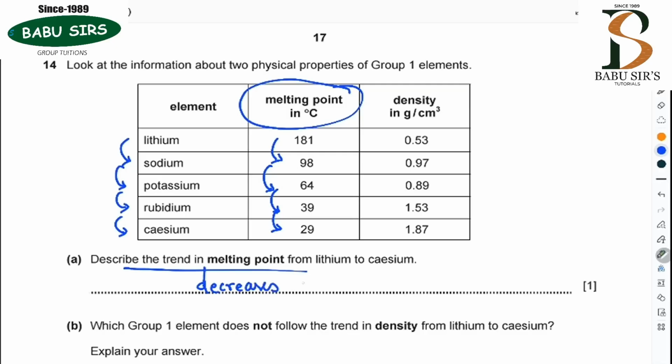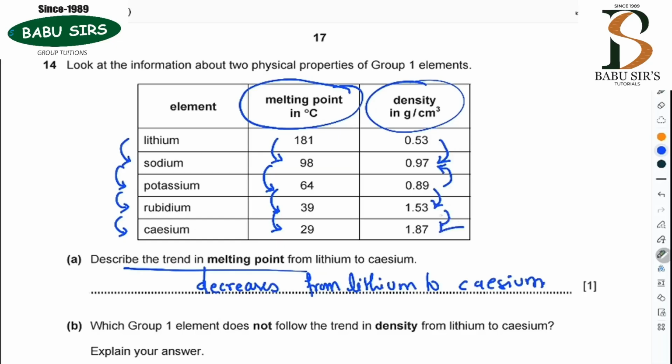Now it is decreasing from lithium to caesium. So that is seen clearly. And the second property is the density. Now if you see the density, here it is increasing, and here only one time it is decreasing. Then again it is increasing and again it is increasing. So this one is having a problem. That is sodium, where it is showing a reverse effect.